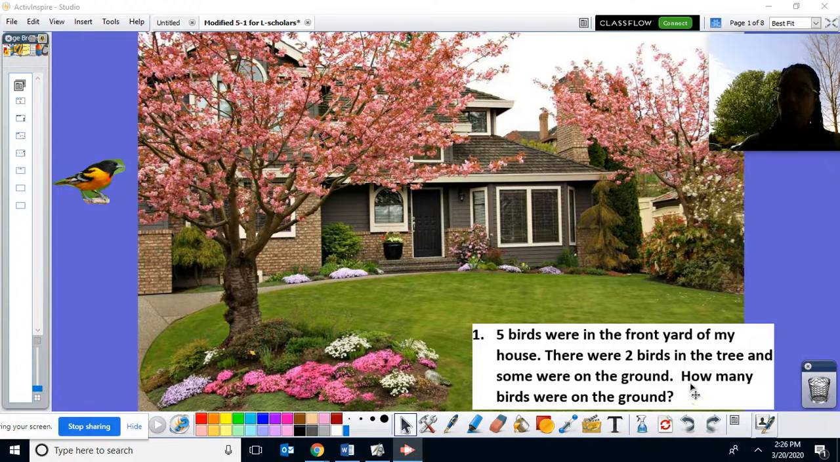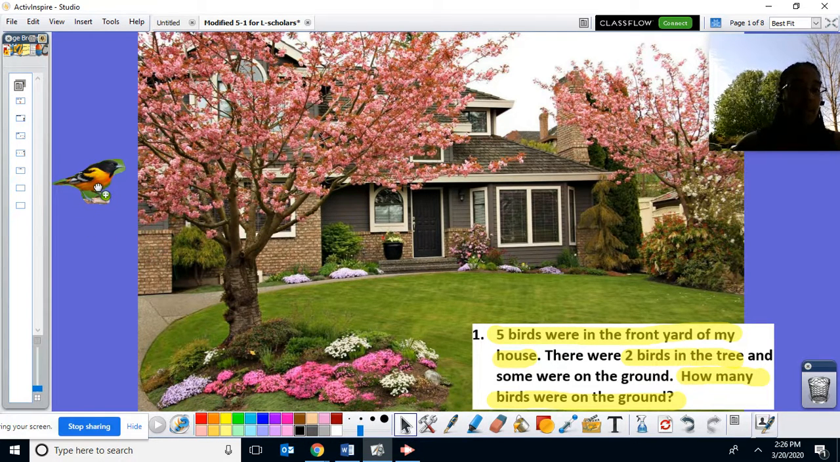And we also need to know what we're looking for. So if we're going through our problem, we know that we want to find out how many birds were on the ground. You also have to look at your other information as well. We know that there were 5 birds in my whole front yard. We also know that 2 birds were in the tree. So I'm going to use some of my strategies.